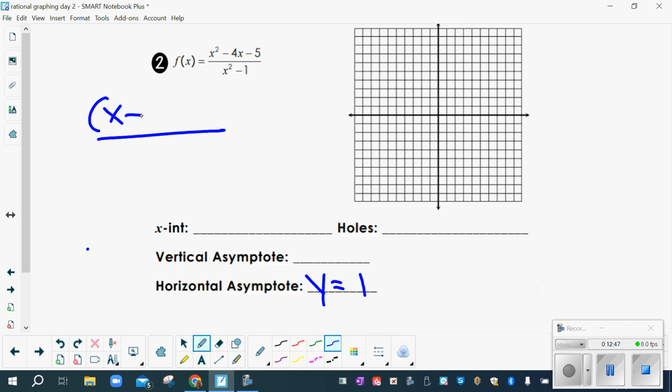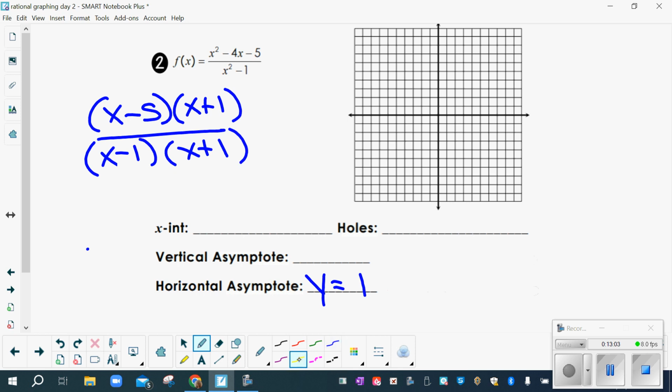X minus 5, X plus 1. Ooh, you can factor the denominator. X minus 1, X plus 1. You guys factor it? Nice, easy canceling. So here's what I get: X minus 5 over X minus 1.